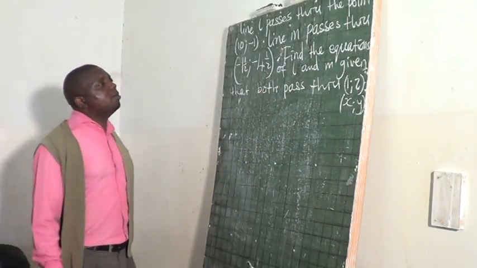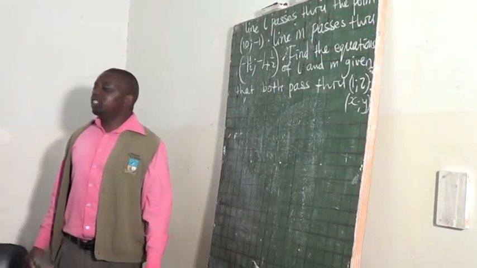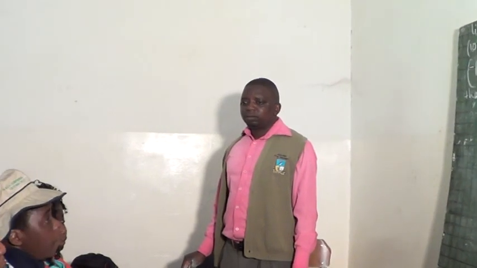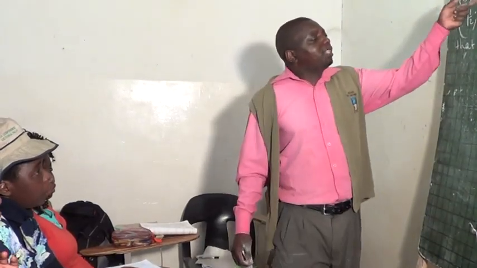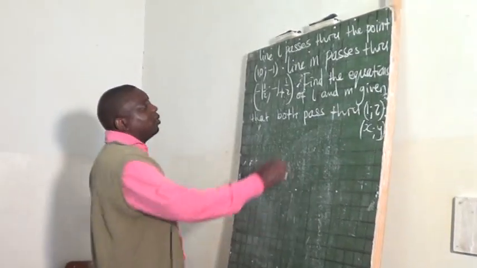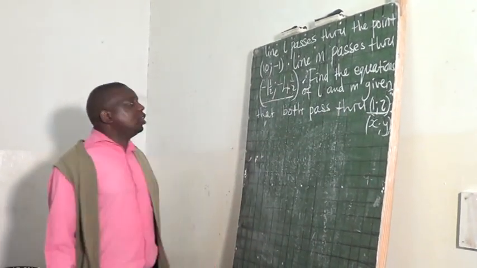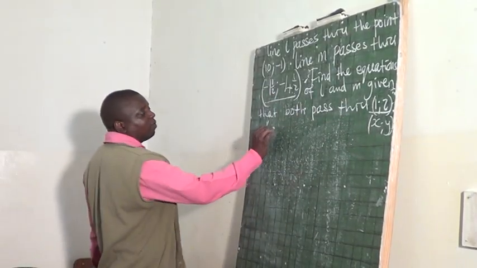The equation of line M. We have two points for line M. Which are the two points for line M? Minus 1 and a half, minus 4 and a half, and 1, 2. Both pass through 1, 2. So use the two points to find the gradient.